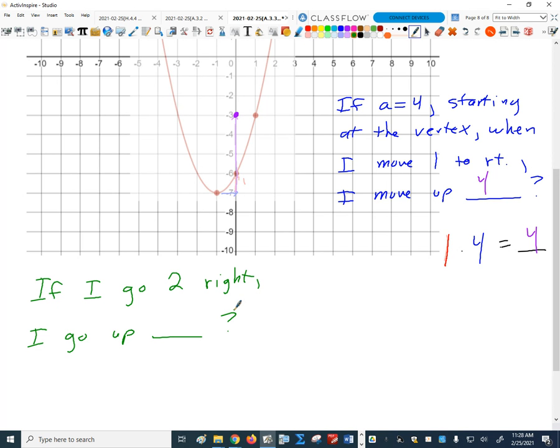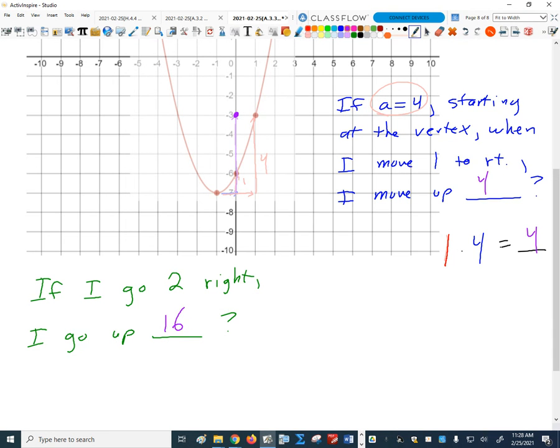Let me ask you this. How far would I normally go up if I go 2 to the right? I'd normally go up 4. Right, good. So I'd normally go over 2 and up 4. But if a is equal to 4, then I'm going to multiply my normal height by 4 to get 16. Good. Okay, so that's my answer. I'm going to get 16.